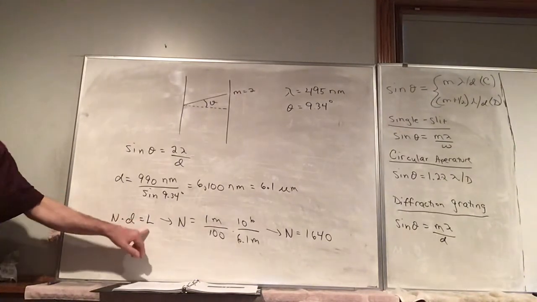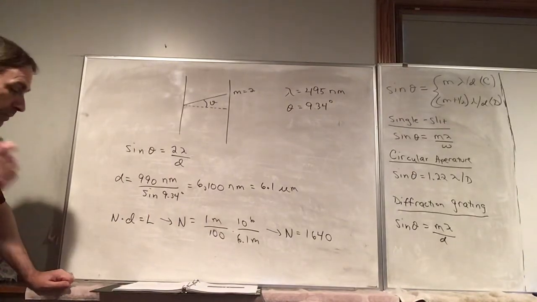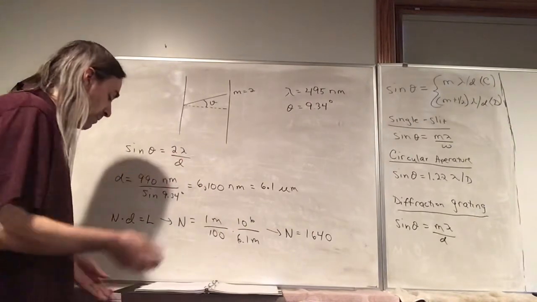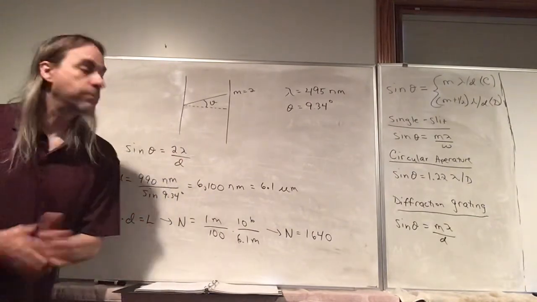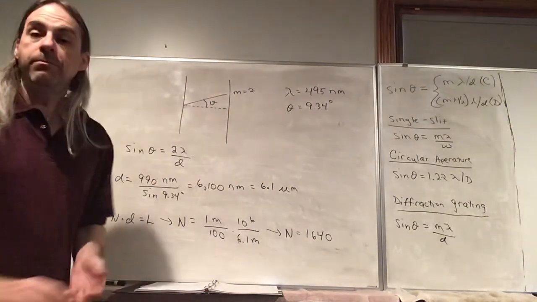So we set L to be 1 centimeter, and found the number of lines we would get on that section of the diffraction grating. Okay, so that's diffraction, and just one more topic to cover, and that'll be thin films. All right, so that's it for now.